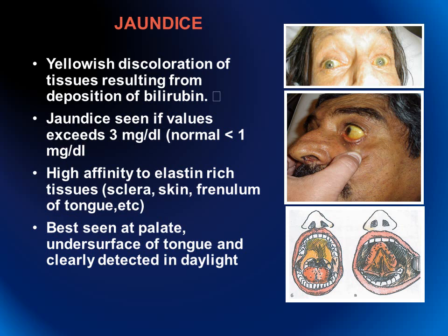And the bilirubin has high affinity to elastin-rich tissues: sclera, skin, frenulum of tongue. So it is best seen at the palate, under the surface of the tongue, and clearly detected in daylight.